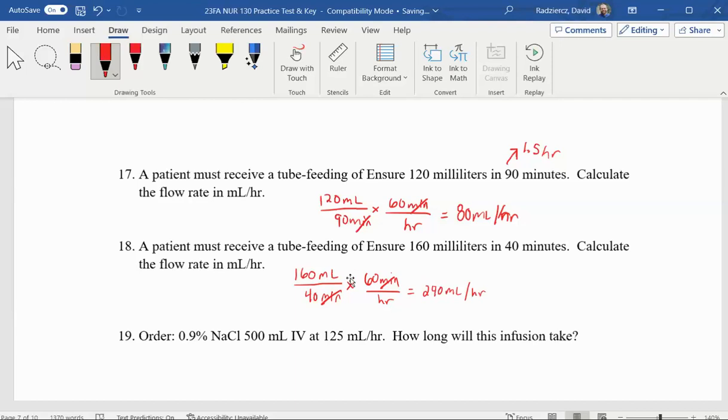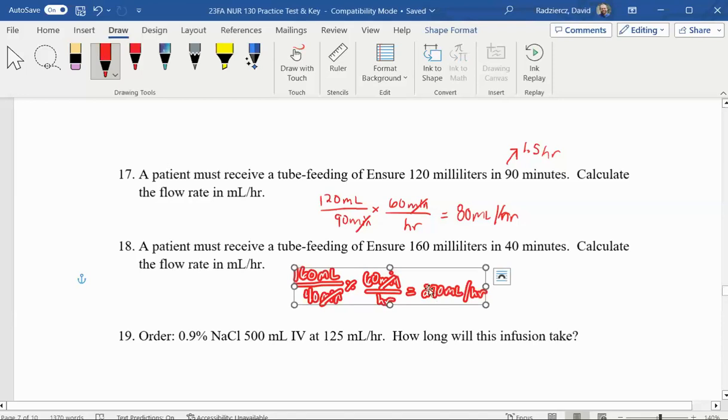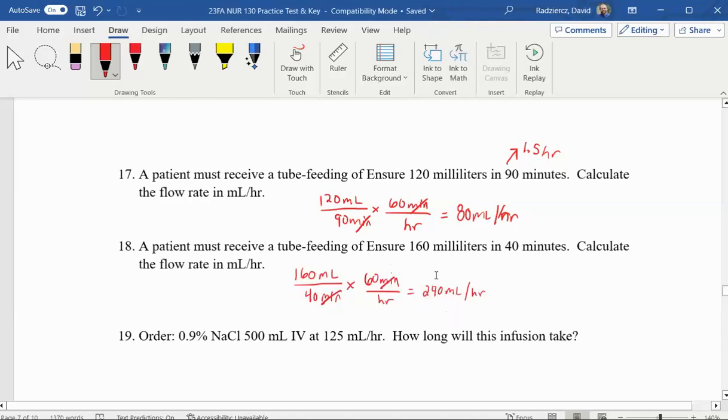That's supposed to be a 40. I know that looks like a 90, so let me see if I can correct that. Okay, 240 milliliters per hour. All right, so that'll also be helpful because if you get 45 minutes, 50 minutes, things like that, you'll have some idea of how to solve that.